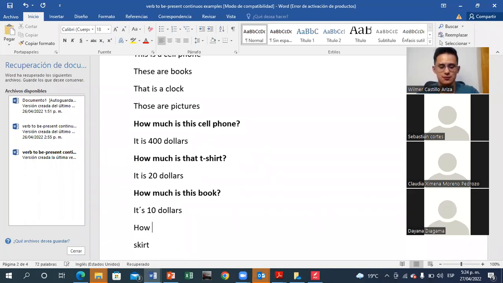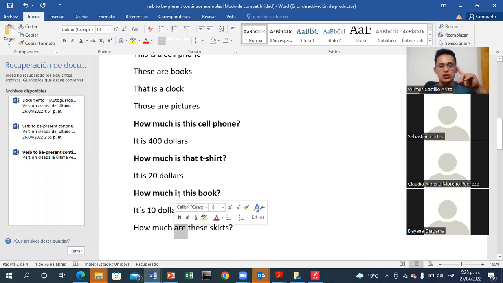How much are these skirts? So when we are talking about singular, we use is. When we are talking about plural, we use are. Cuando vamos a comprar una sola cosa, preguntamos con how much is. Cuando vamos a preguntar por varias, preguntamos con how much are.